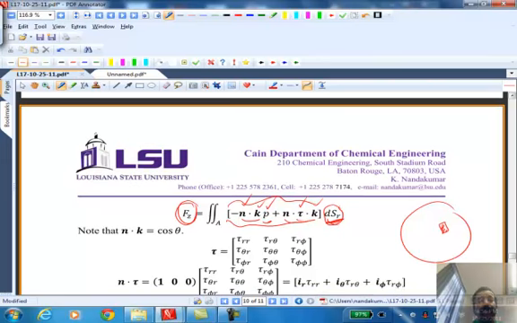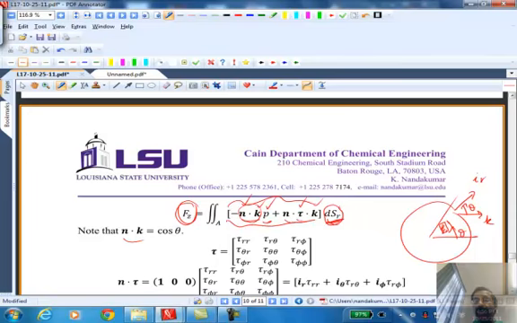So n dot K is cos theta. Why is that? Well, n is always in the radial direction. K is always pointing like this. And this is my coordinate system. This is theta. So n dot K will always be cosine of theta. So that we know.